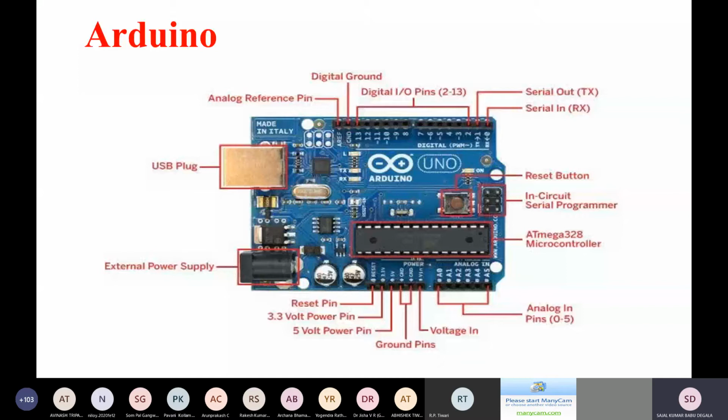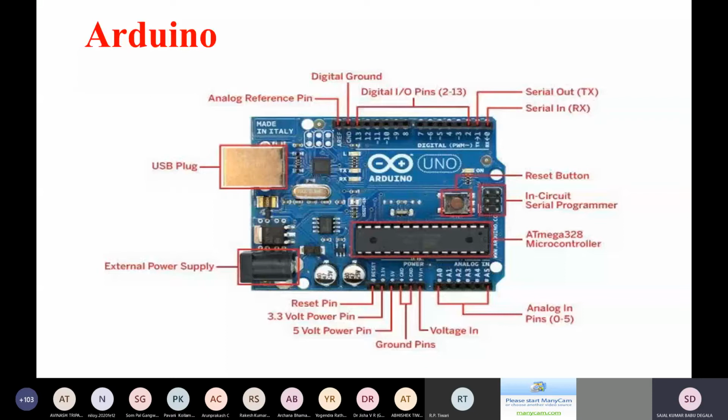Okay, so you can see on the screen, this is the Arduino board. The board I am showing you is an Arduino Uno board. Coming to the parts of the board, whether you are using an Arduino board, a Raspberry Pi or any other controller, the important thing we need to learn is what pins we have on that board.